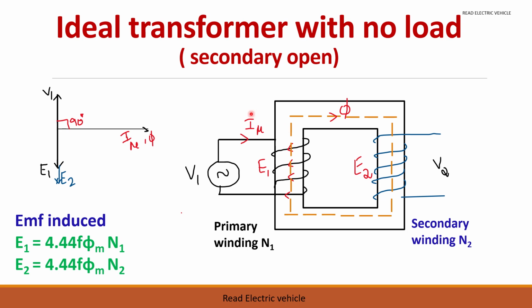Now, this I mu, which is called the magnetizing current, is flowing through the windings which have no resistance, because that is our assumption. So I mu lags the voltage by 90 degrees because it is a purely inductive coil. I mu and flux are in phase.